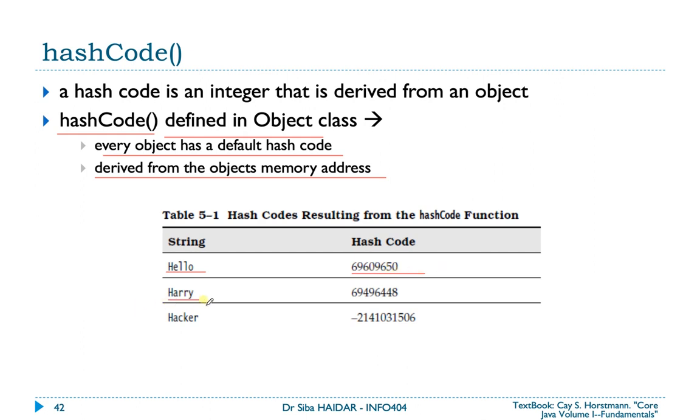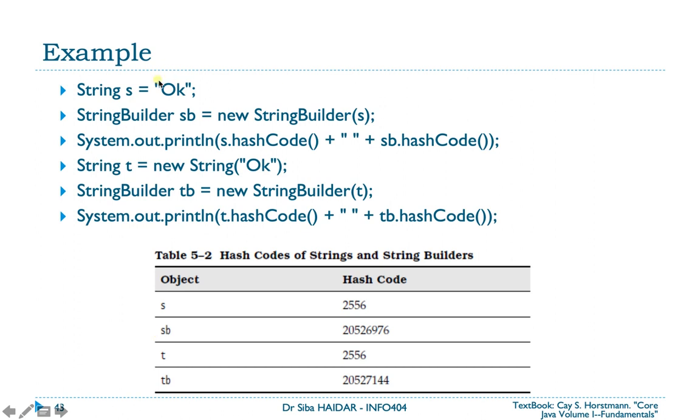69609650. The string array will have the hashcode 6949644448, etc. So for example, if you take a string s and a StringBuilder sb equal new StringBuilder of s, we all know, I remind you, that String is an immutable class, while StringBuilder is a mutable class. You use the StringBuilder type in order to construct strings, to concatenate strings, for strings that change state frequently, because if you use the String type for this, it will be very slow.